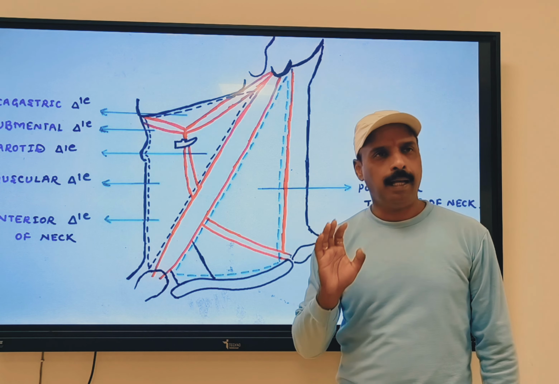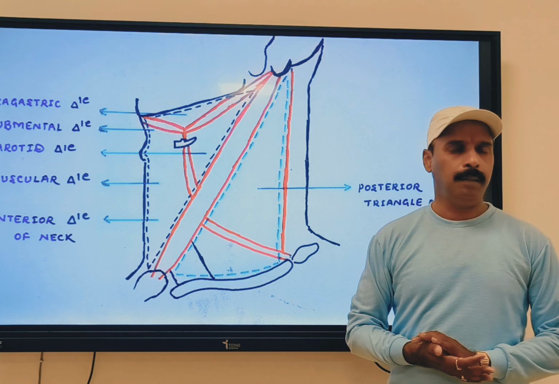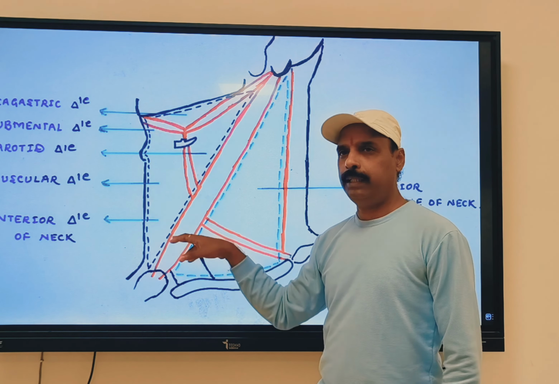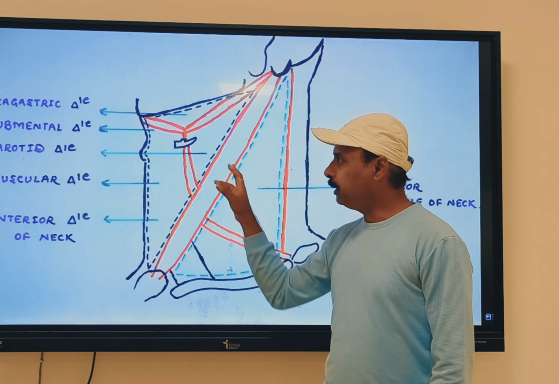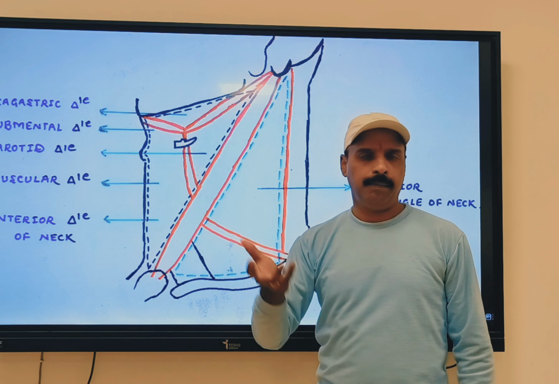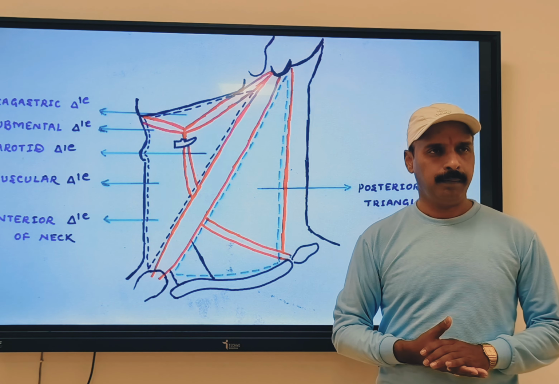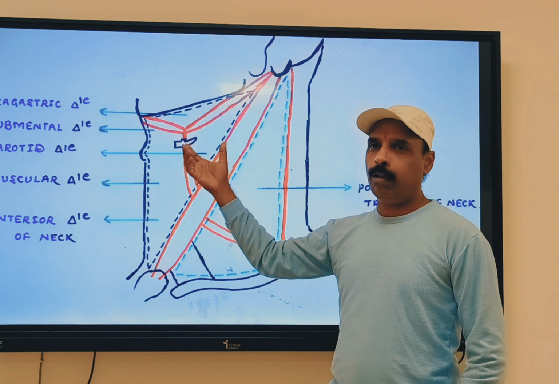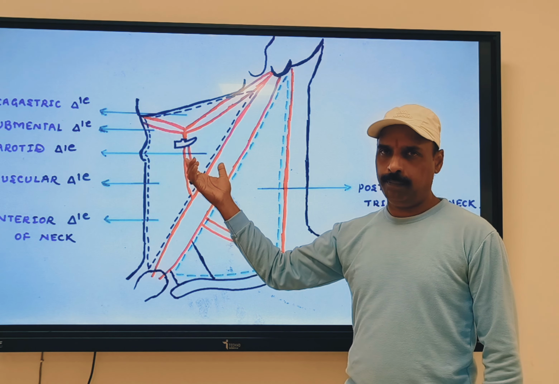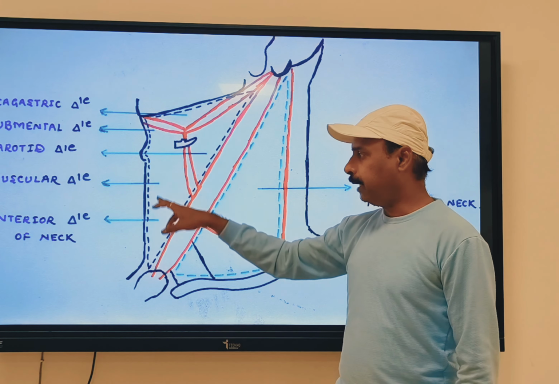So today I am going to deal with the anterior triangle of the neck region. What is the definition? You have to tell the definition first, then the boundaries, then the subdivisions, and then we have to deal with the subtriangles in more detail. Okay, so I am going to deal with the anterior triangle.